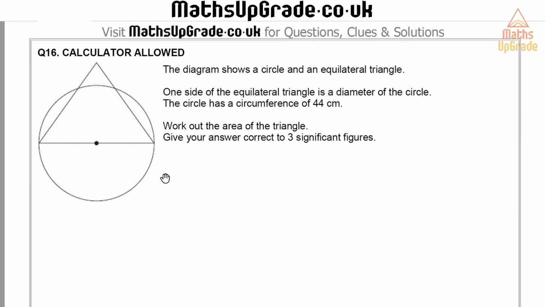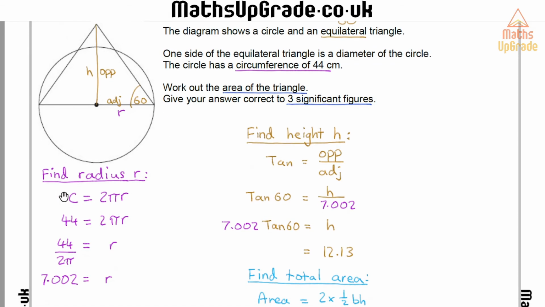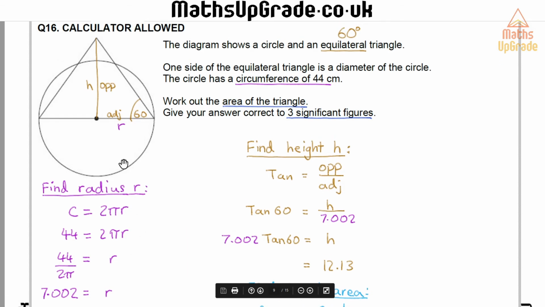Now the first thing I'm going to do here is find the radius of this circle. I know that the circumference is given by 2 pi r. Since the circumference is 44 centimeters, 44 equals 2 pi r. Making r the subject of that equation, I can do 44 divided by 2 pi, which gives me 7.002. So the radius is 7.002. The radius is from the center to the edge of the circle. So that's the radius there.